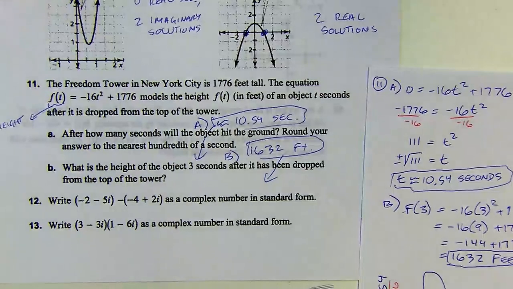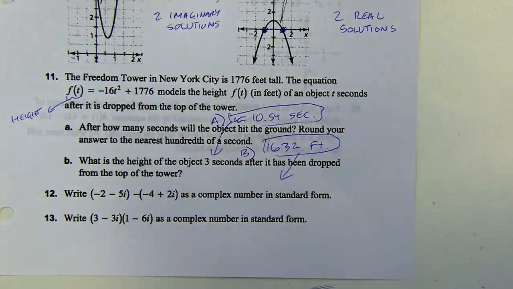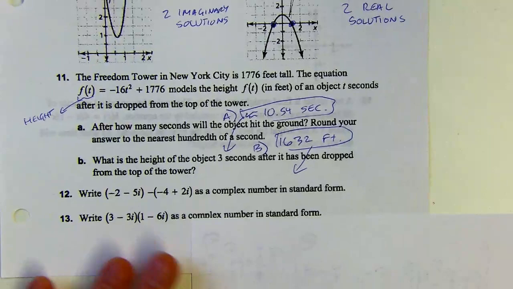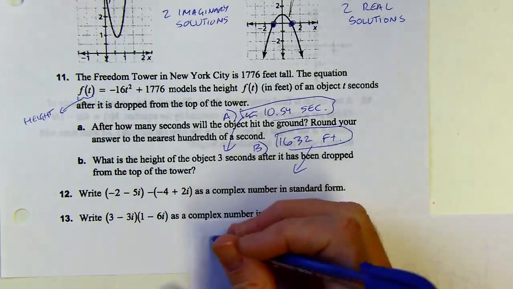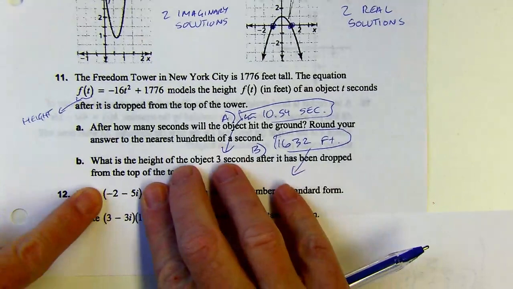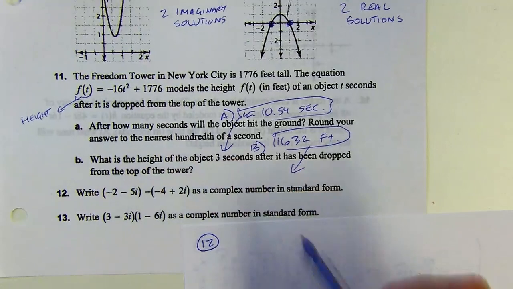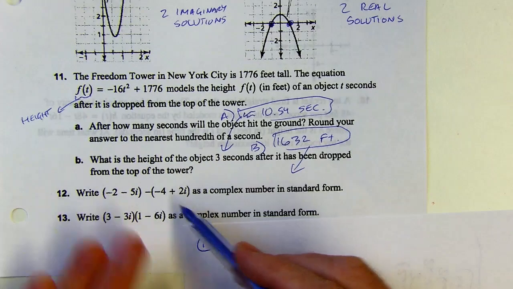Okay, so next up we've got some complex numbers. All right, flip over my scratch paper here. Okay, a complex number, this is a complex number. It has a real part followed by an imaginary part like that. So I'm just going to combine these.